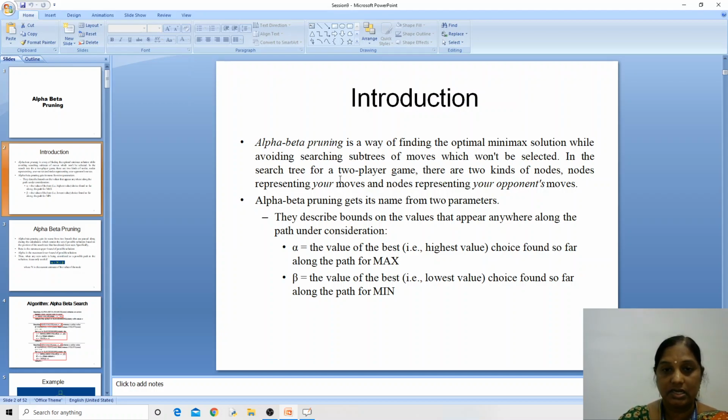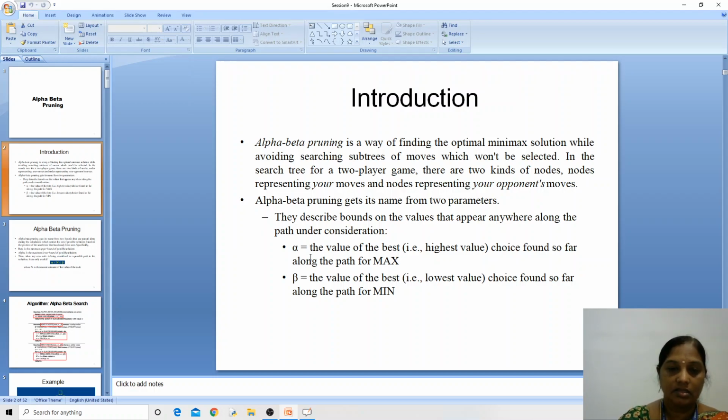In the search tree for a two-player game, there are two kinds of nodes. In the min-max algorithm, we name them the max player and the min player. Suppose you are playing the game, you are the max player, and the opponent is called the min player. Alpha beta pruning gets its name from two parameters, two threshold values. Those two parameters are alpha and beta.